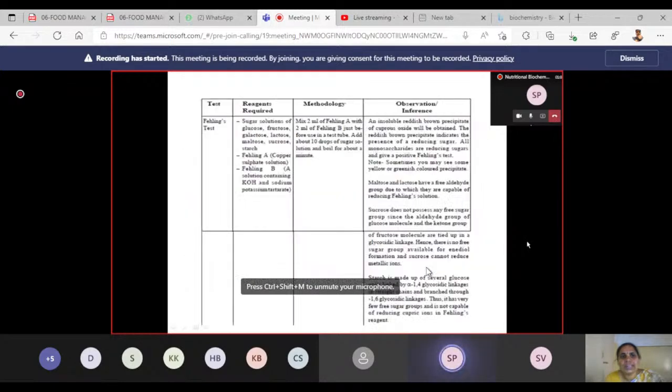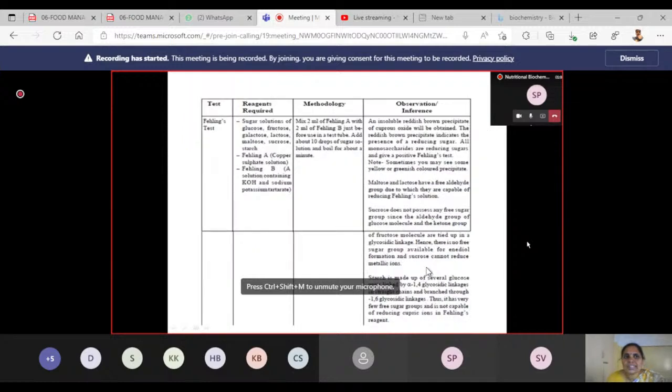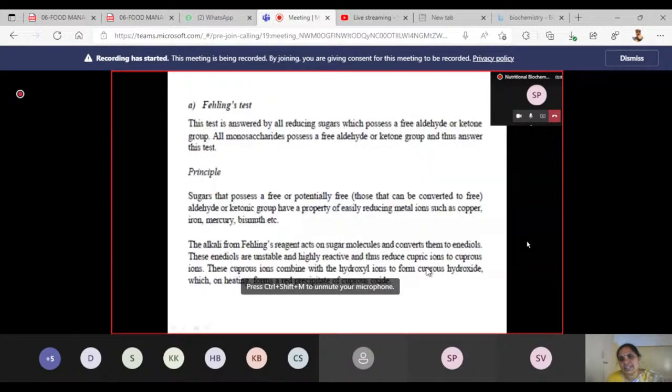Benedict's test or Fehling's test is what you can do. Both are the same. It checks for the presence of reducing sugar. Whether the given carbohydrate is a reducing sugar or not, you can test it by doing Fehling's or Benedict's test. So what happens in these tests is, first I'll explain the Fehling's test.